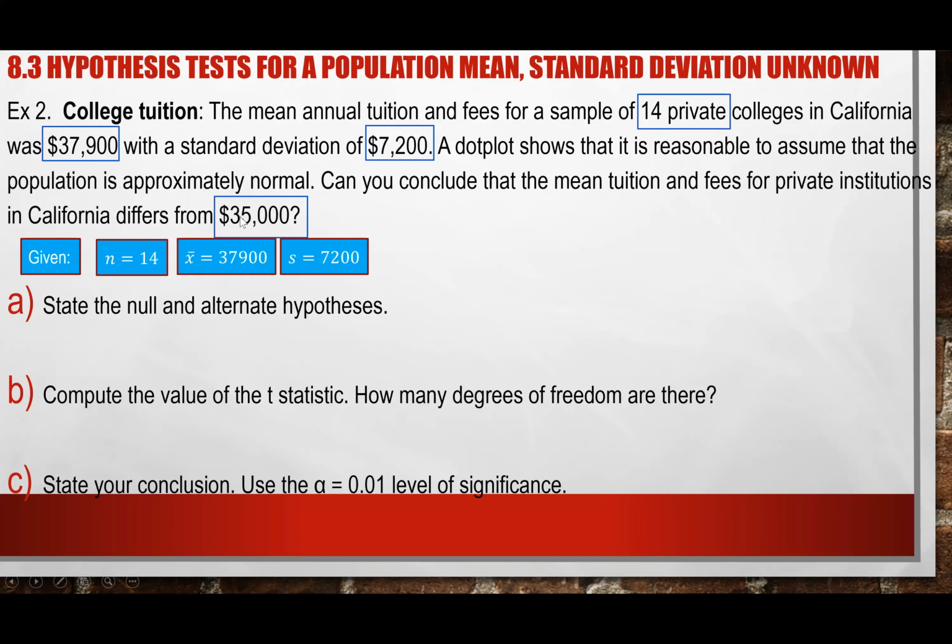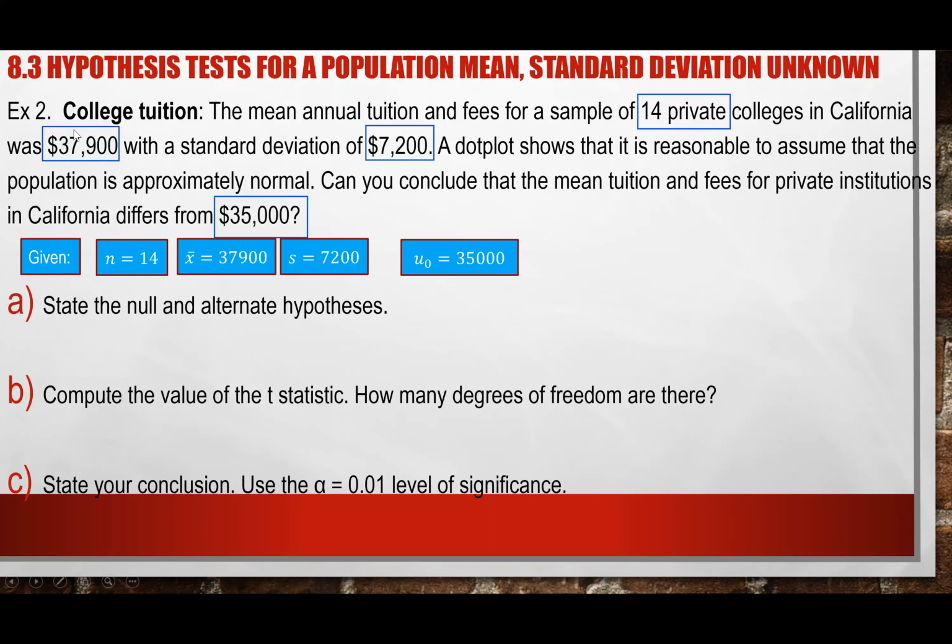35,000, again, that is the number that you want to test. That is a focus point, the criteria or the specific value that we want to test, which is the mu sub 0, right? So again, this is the specific number that we want to compare to, okay?